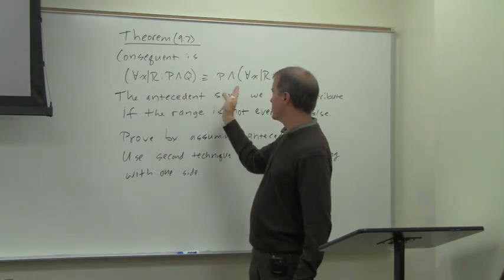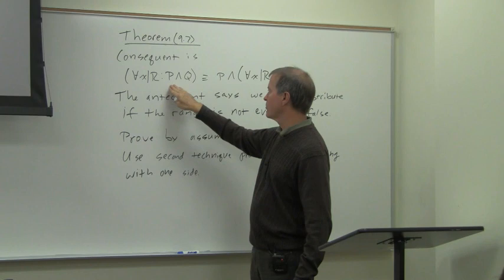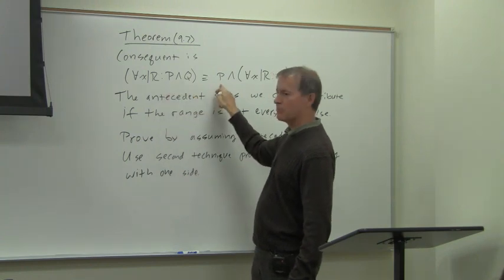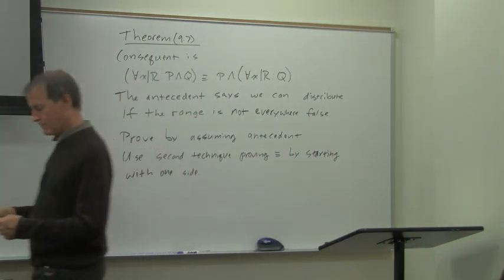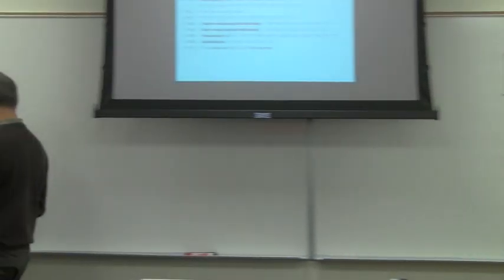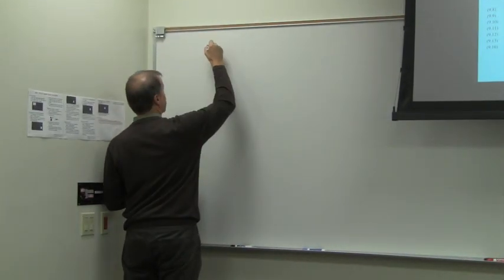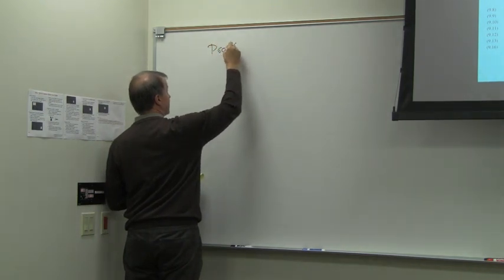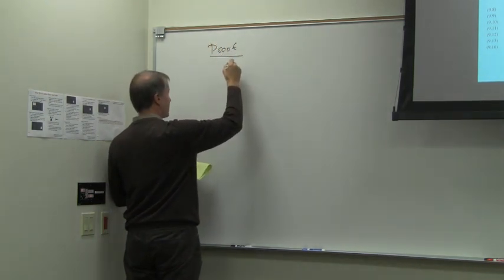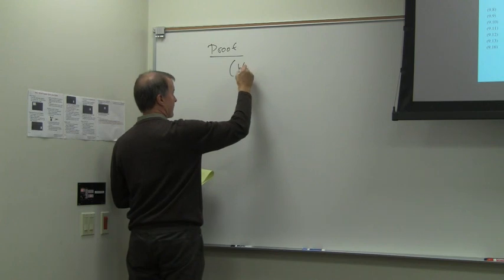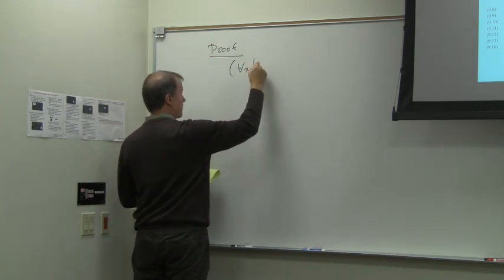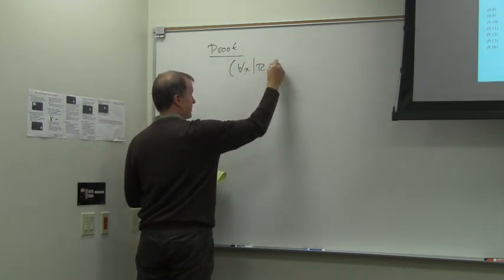Yeah, because what we want to do with this is pull this out, right? So, here's the proof. What was that side? For all x, range R, body.